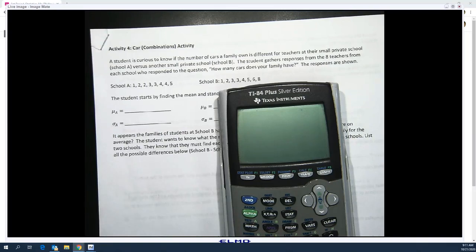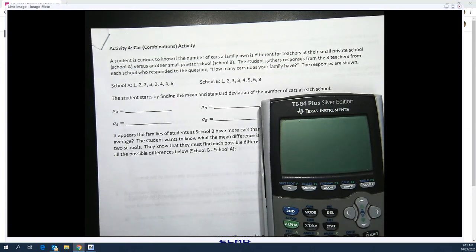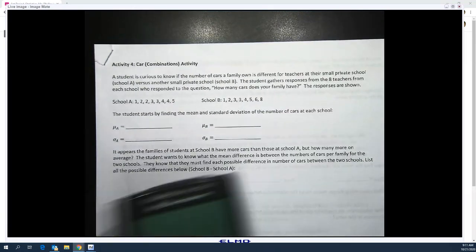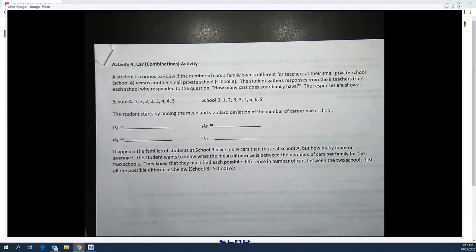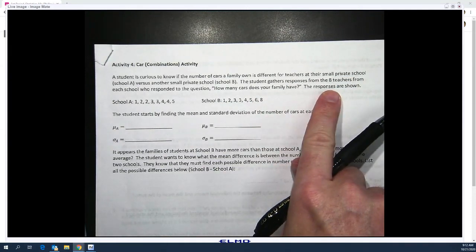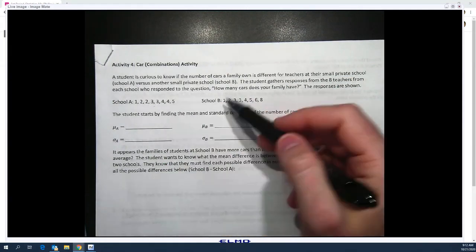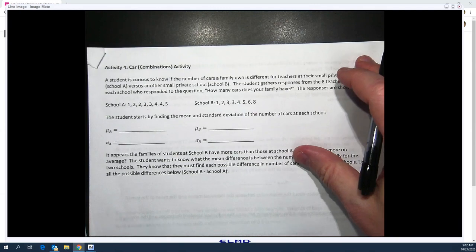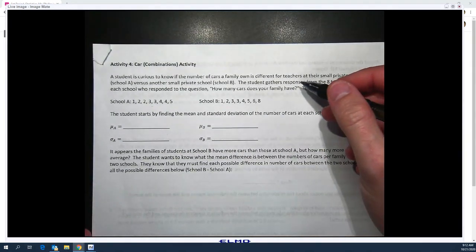All right, so this is just going to be kind of going back over what we did yesterday, just with new problems. In this one, it says the student is curious to know if the number of cars a family owns is different for teachers at their small private school versus another small private school, school B. Students gather responses from 8 teachers from each school. That's these guys right here. In regards to how many cars does your family have?